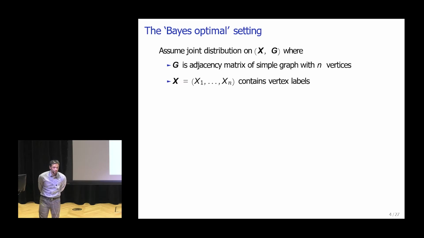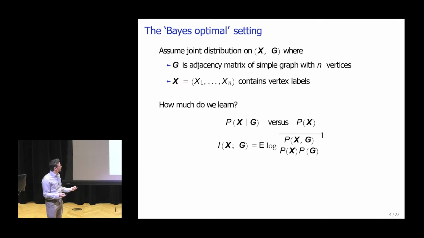All right, so in large friendly letters, same as Jean, we have a G. This is our observation. This is a graph. This is a network, or you can just think of it as an adjacency matrix of our network. And X. These are going to be labels associated with the vertices. And one basic question is how much do we learn?